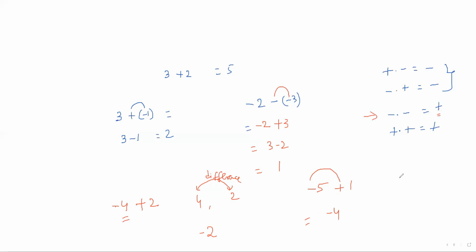But in the same way, if you have minus 1 plus 5, see, 1 is negative and 5 is positive, right? So understand that you have to find the difference, which is 4. The greater number has a positive sign, so your answer will be positive 4 only.